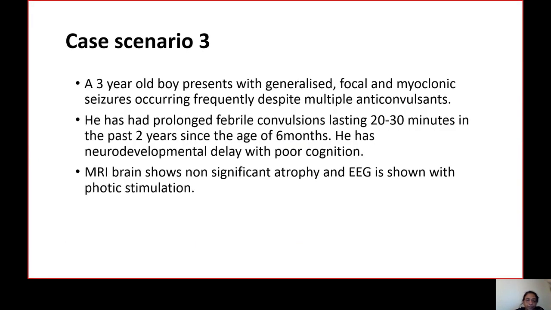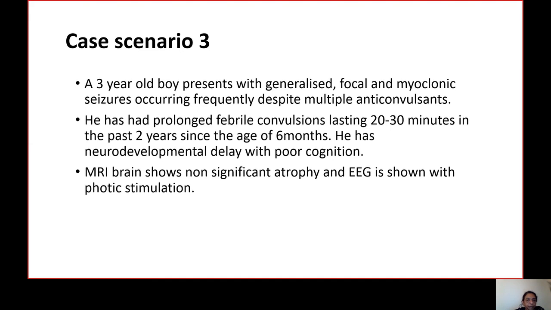So that's about Lennox-Gastaut syndrome. There are many therapies that have been used, but still these patients are having problems and the intractability remains. Then case scenario three.